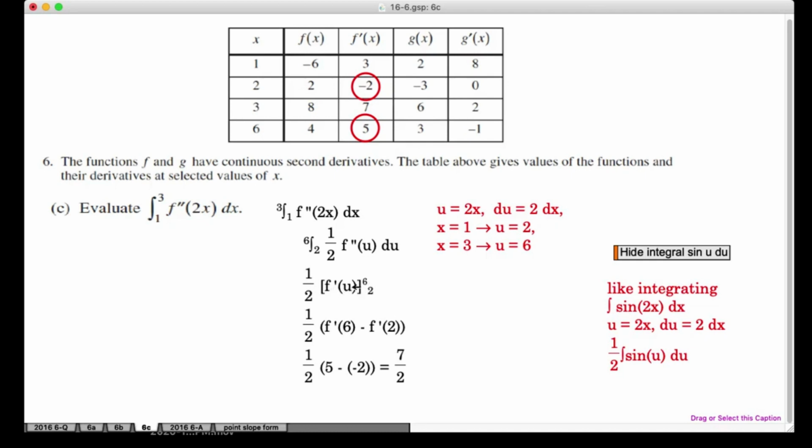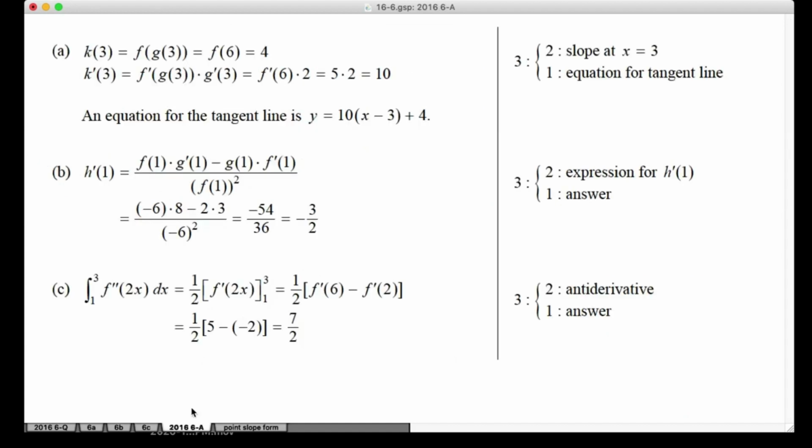So I want f prime of 6 minus f prime of 2. Going up here, f prime of 6 is 5, then minus f prime of 2, which is minus 2. So it's 1/2 times 5 minus minus 2, which is 7. So it's 1/2 times 7, or 7/2. Now let's see what they gave you point-wise.